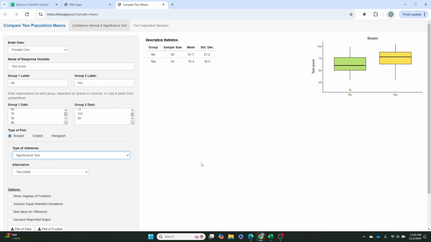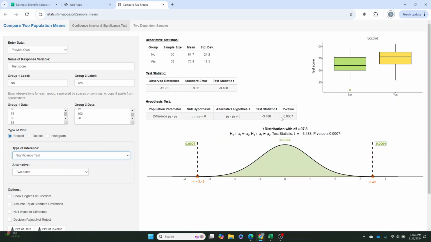So yeah, p-value 0.0007. Look at our sample means here. All right, standard deviations, they give us a box plot. Okay, let's write down our p-value.